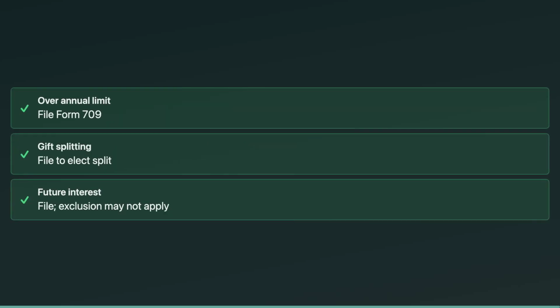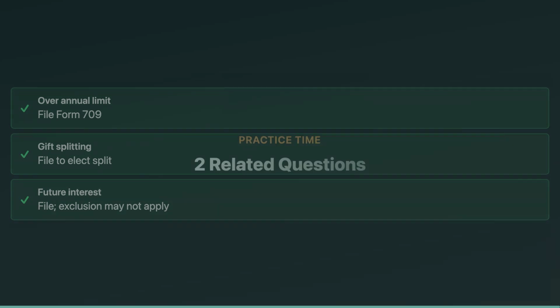Quick scenarios. You give your niece a large check over the annual limit, Form 709, due April 15th, extension via 4868 or 8892. You and your spouse agree to split gifts. Form 709 required to make the election. You put assets into a trust where the child can't access it yet. That's a future interest, so Form 709 is likely required. The exam wants the trigger, not the math.